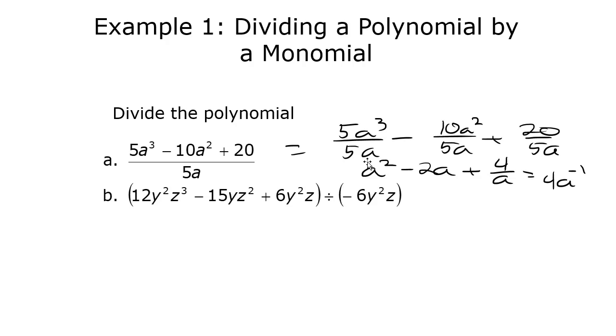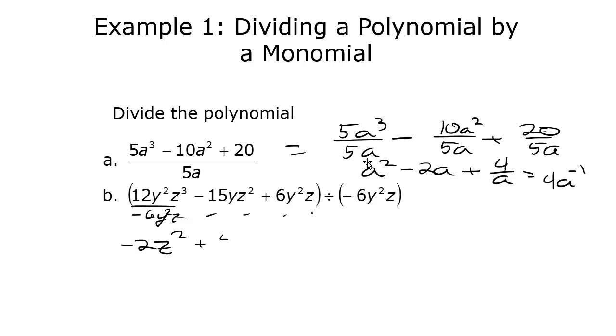Okay, same thing here. We have this over negative 6y squared z, and they're all going to be divided by that. So 12 divided by negative 6 gives me negative 2. I've got a y squared and a y squared, so those go away. A z cubed and a z, so I'm just left with z squared. Now, negative 15 divided by negative 6. Okay, so the negatives cancel. 15 divided by 6, well, they're both divisible by 3, so I get 5 halves.